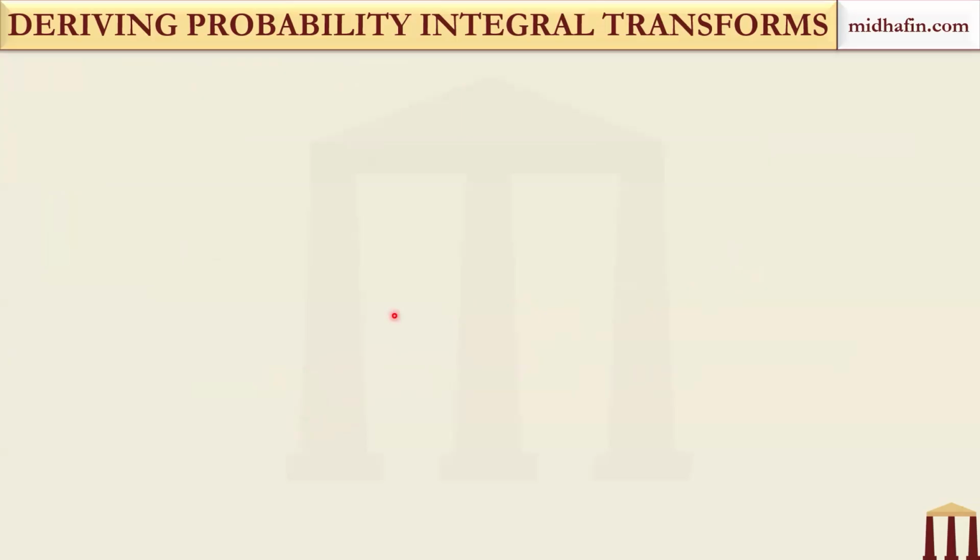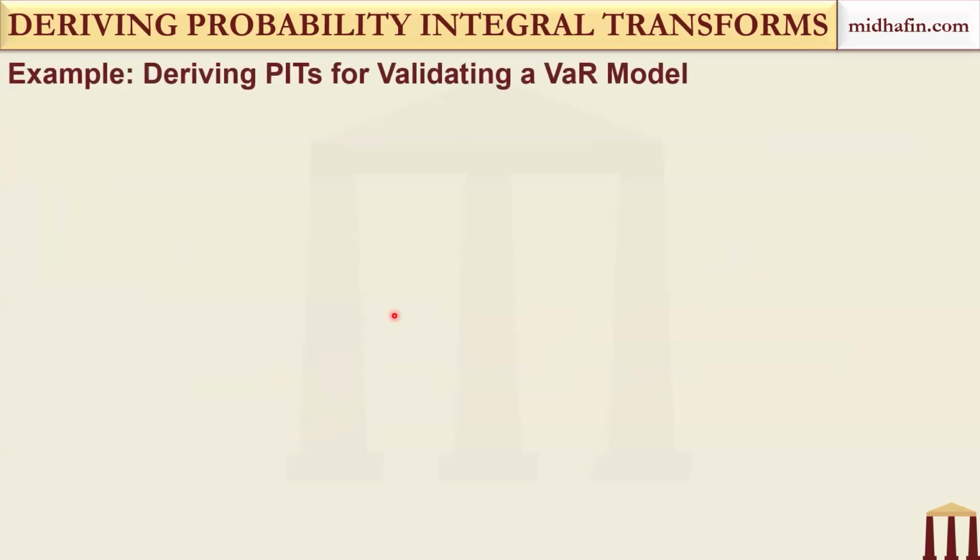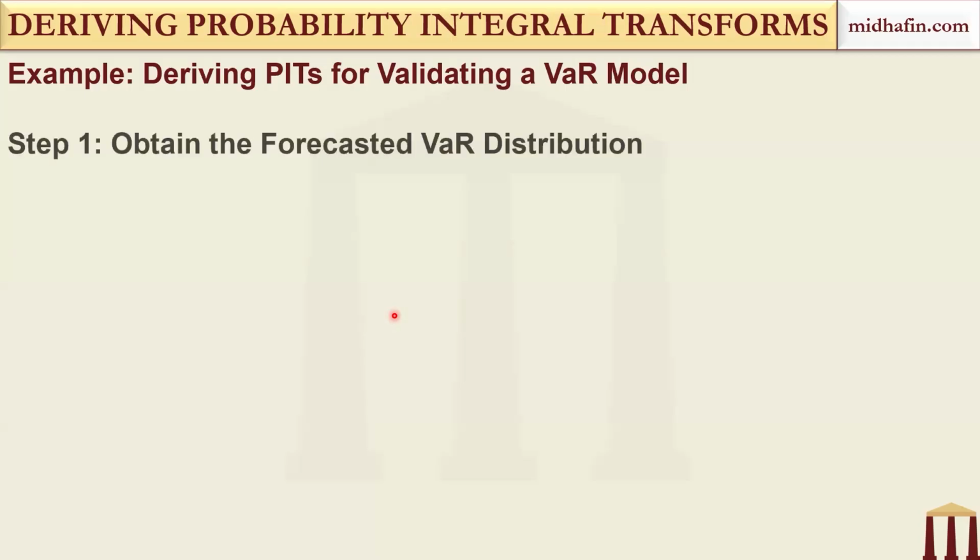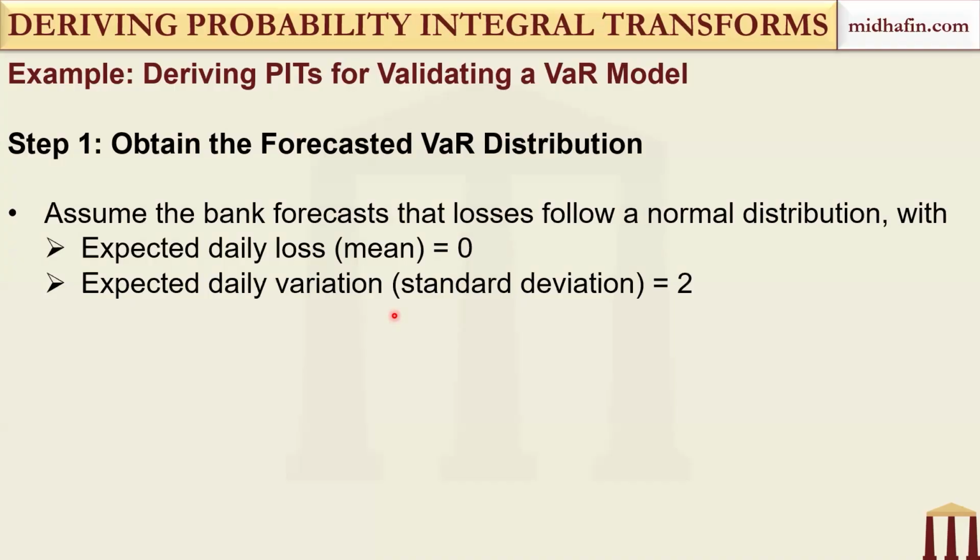So as I said, let's take an application example: deriving PITs for validating a VAR model. We'll take a very simple example of a bank which is monitoring daily portfolio losses using a VAR model. Now the bank estimates the 1 day ahead loss distribution and checks whether its model is correctly predicting risks. So step one is to obtain the forecasted VAR distribution. So this is the assumption.